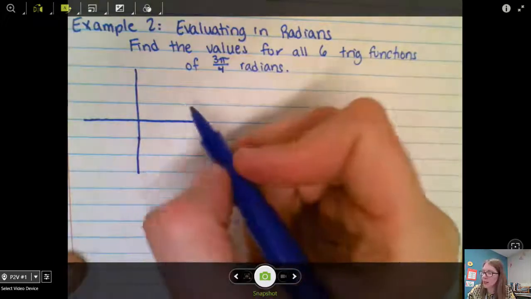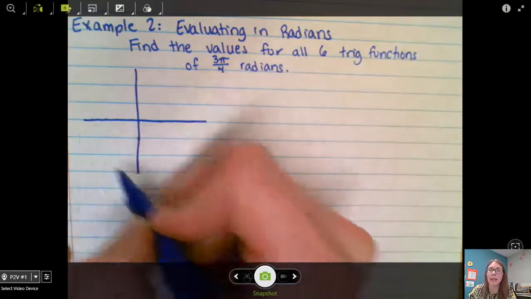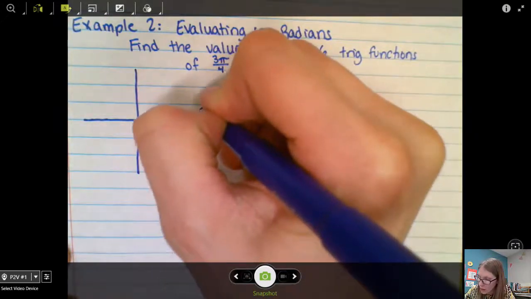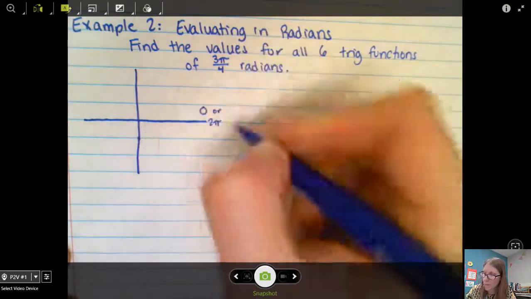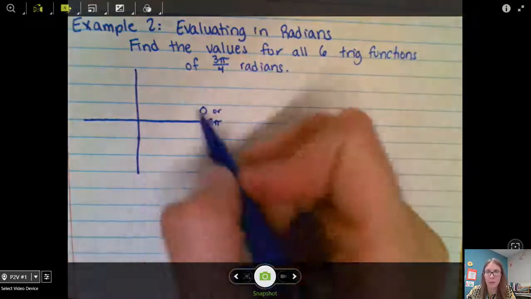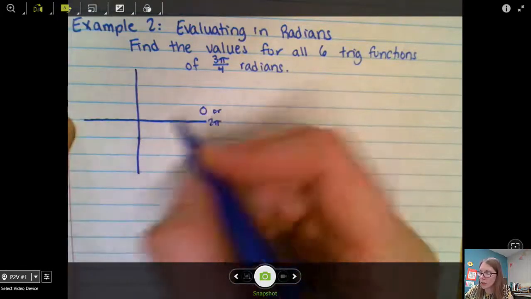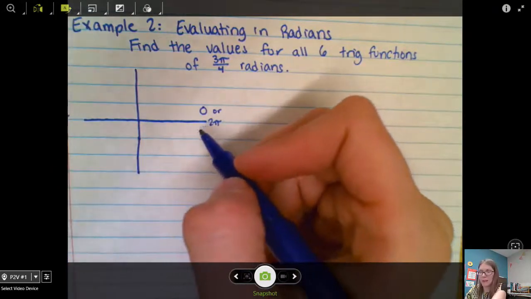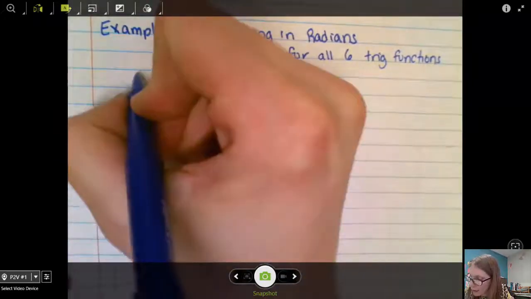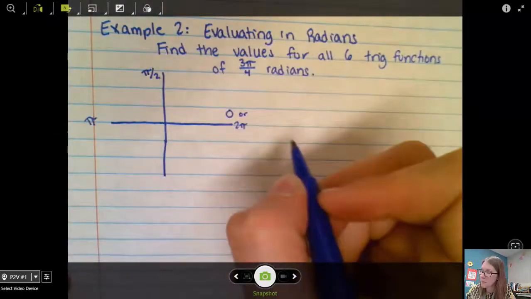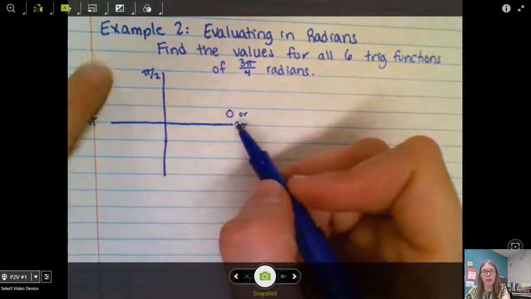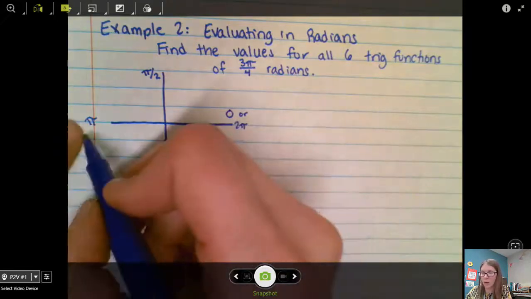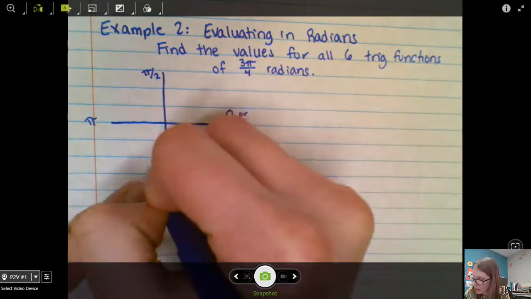But instead of labeling these as 0, 90, 180, 270, let's think in radians. So I can call this 0 or 2 pi radians because 2 pi radians is the full circle. Half of our circle would be pi radians. Half of pi radians would be pi over 2 radians. And then 3/4 of our full circle, 3/4 of 2 pi, or a pi and a half, is 3 pi over 2.